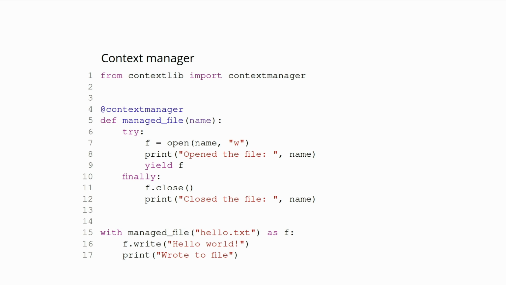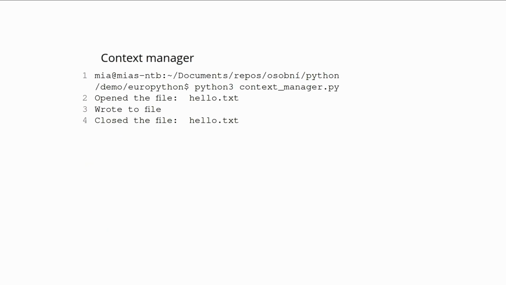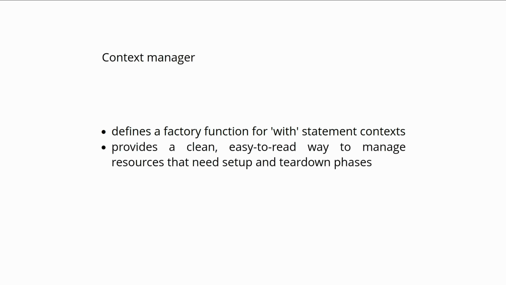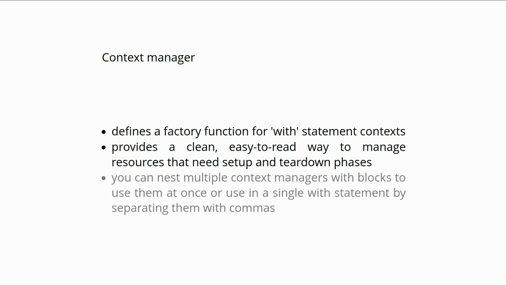And at the end, after we have finished our work, we use the with statement to use it. So if we run this example, we can see that first we open the file, then we write to that file, which was an operation inside the with statement, and at the end we close the file. So Context Manager defines a factory function for with statement contexts. It provides a clean, easy-to-read way to manage resources that need setup and teardown phases.